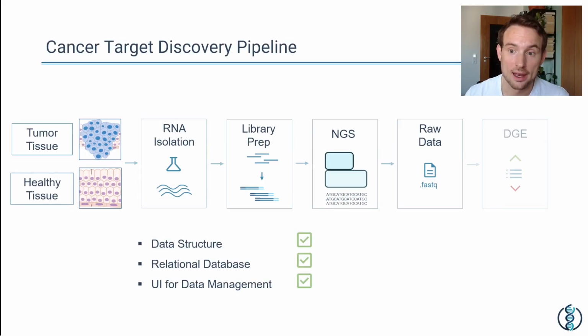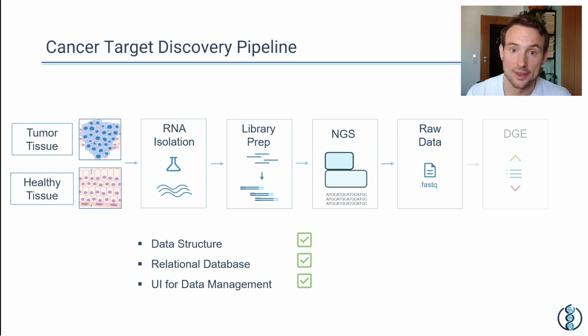Welcome to the second part of this case study where we look at a cancer drug target discovery pipeline that is based on an RNA-Seq workflow. As part of this workflow, we're comparing tumor and healthy tissue gene expression profiles in order to identify genes which are differentially expressed in a tumor that could make up interesting potential drug targets for oncology.